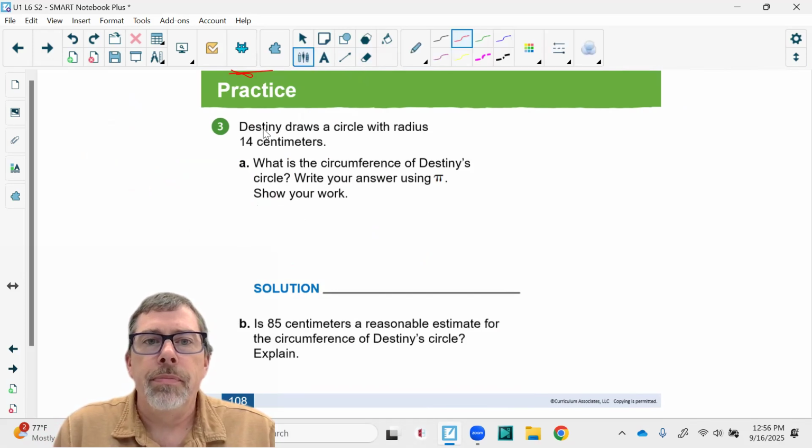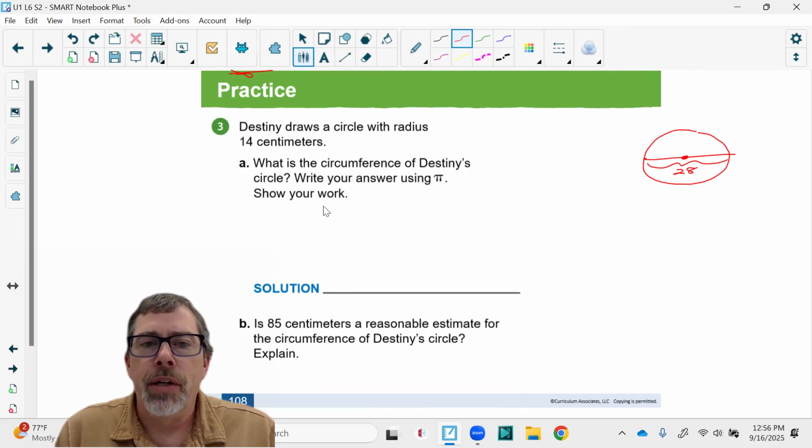Destiny draws a circle with a radius of 14 centimeters. Okay, so it's a circle with a radius of 14, so that means the diameter is 28. What is the circumference of Destiny's circle? So C equals pi d. C equals 28 times pi, and it's centimeters. And that's it. There's your answer.